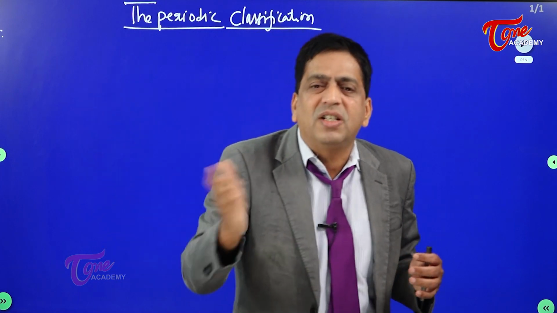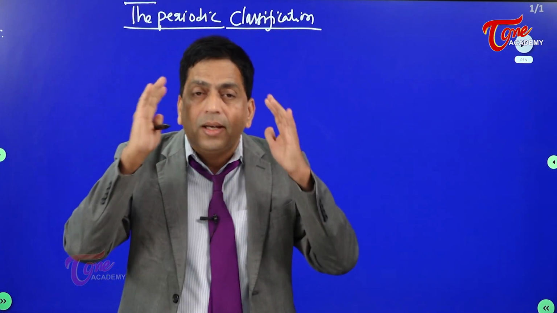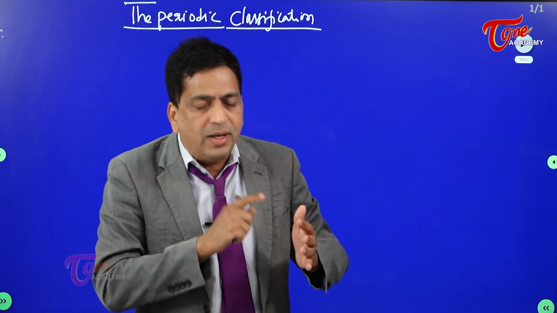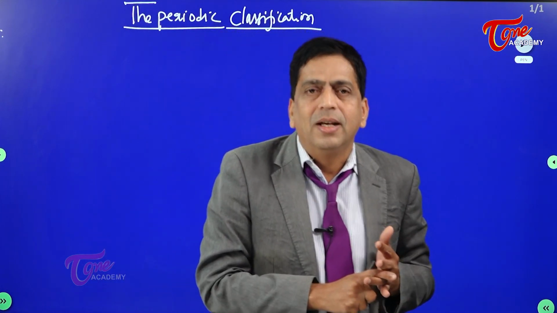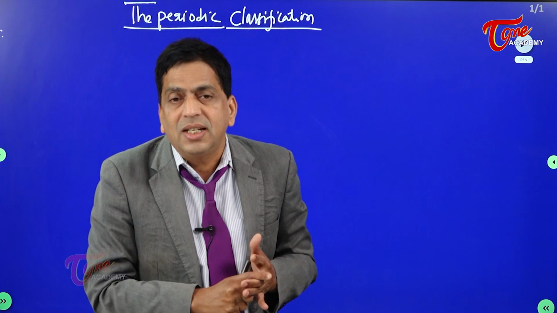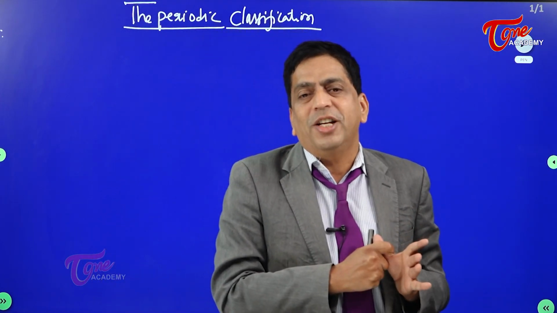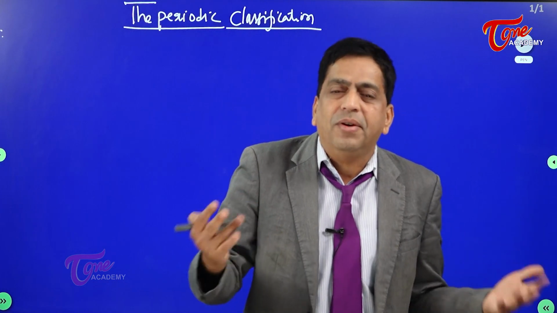In fact, the chemistry itself is dependent upon the atomic radii. Right, that is the mature thinking which one must have. For example, I was defining electropositivity, then I was telling about electronegativity, then I was speaking of electron affinity, then lanthanide contraction, then ionization potential. If you look into all these, all these are atomic radii dependent.